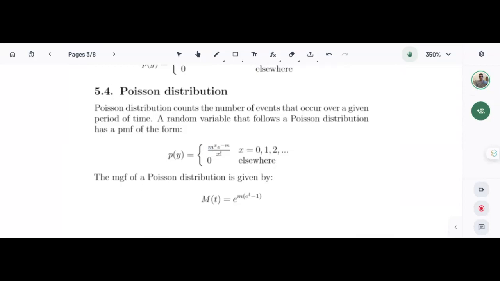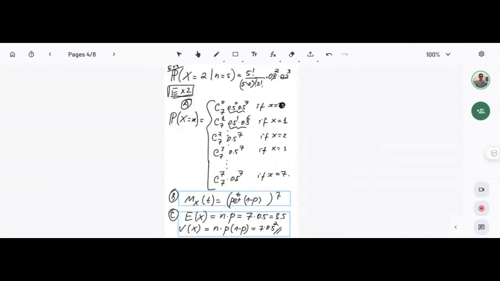So the probability mass function is lambda to the power x times e to the power minus lambda, divided by x factorial. Sometimes instead of mu we have lambda. In some textbooks you can see this notation. The moment generating function of the Poisson distribution is given by this. Okay, now let's solve one example about that.